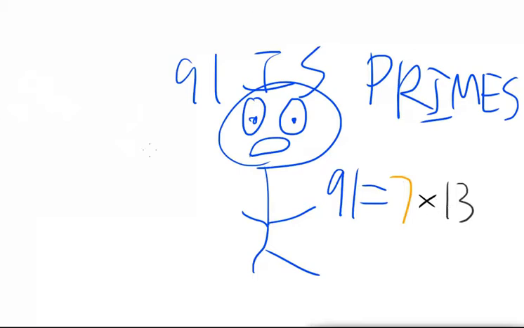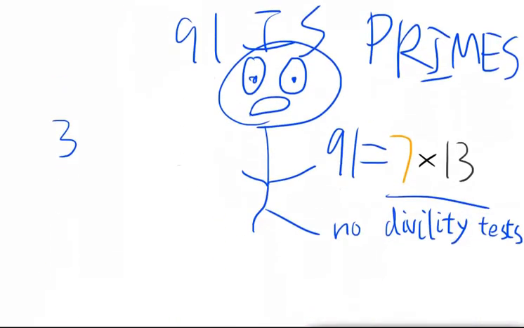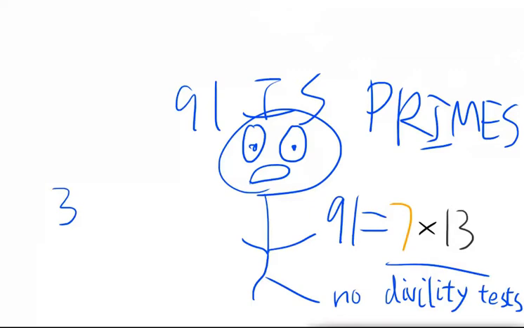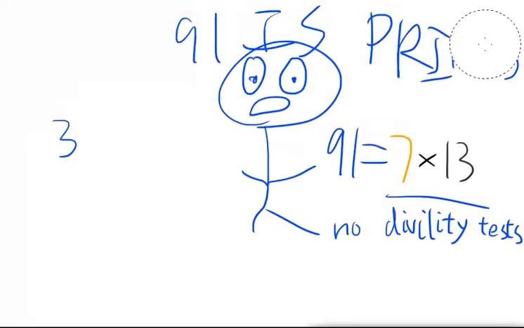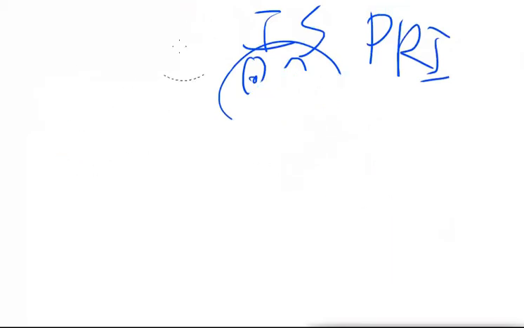Which is unfortunate because, unlike 3, these numbers don't have easy divisibility tests. No divisibility test, at least no easy ones, so you just have to do it the hard way, or just traditional division. Yeah. Most people don't even realize that 91 isn't prime.